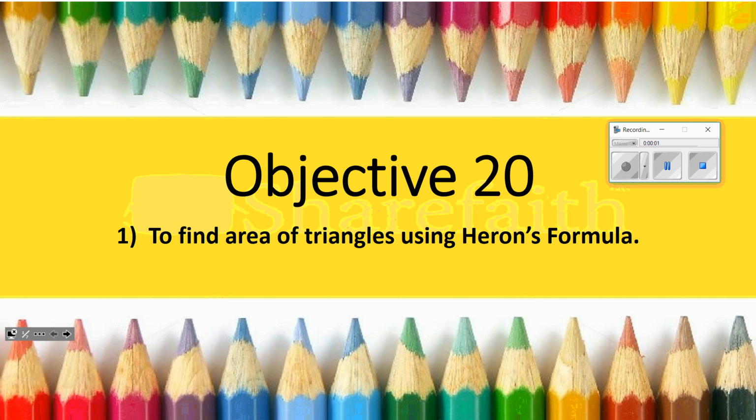We're going to continue on today. This will be objective 20. We're going to talk about triangles. We're going to find area of triangles using Heron's formula. Okay, I'm actually going to show you two formulas to find areas, and it's all going to depend on what you're given. Okay, so let me introduce to you Heron's formula first.